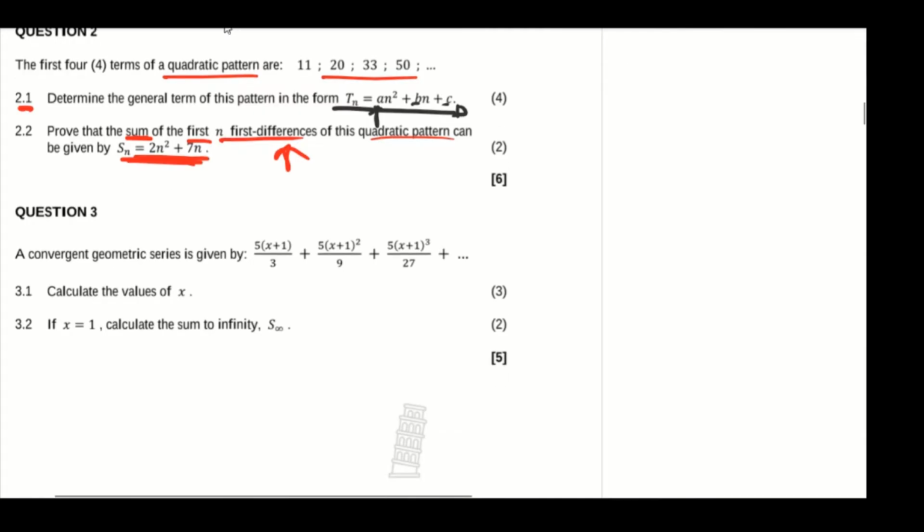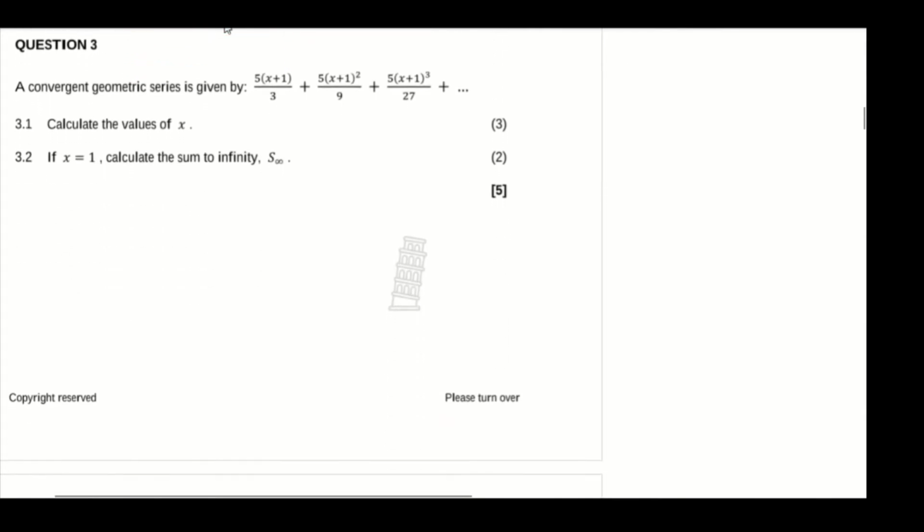Now let's try out question 3. So question 3, we are told that a convergent geometric series is given by the following. So you can see this is a convergent geometric series. And in 3.1 we are asked to find the value of x, right?